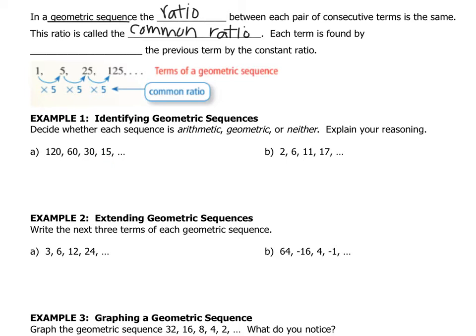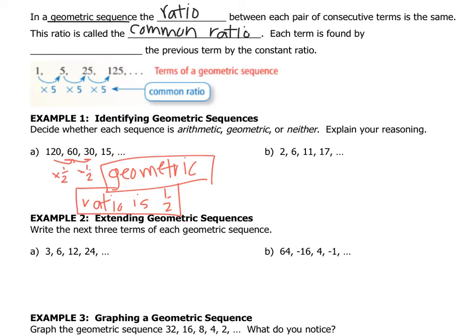Now, you might say divide by 2, but that wasn't the question that I asked. What I asked you was, what are you multiplying by? So that means that you have to think about what it would be as a fraction, and the fraction that you're multiplying by is 1/2. So that means that you're multiplying by 1/2 each time, which means that it's a geometric sequence, and so that answers this question because it says determine whether it's arithmetic, geometric, or neither. And then we say why, because it says to explain. We say that the ratio is 1/2.